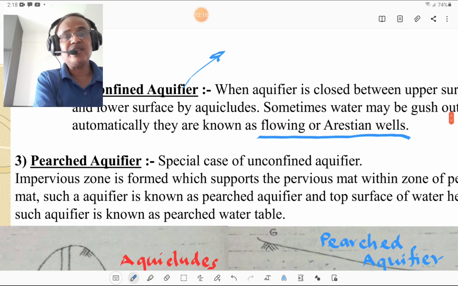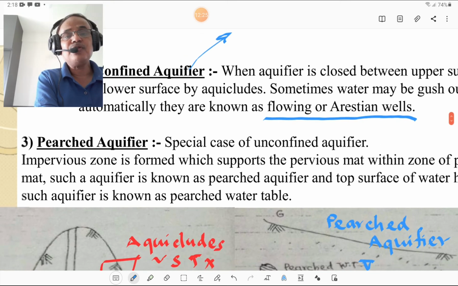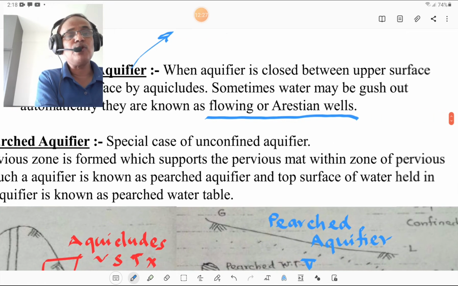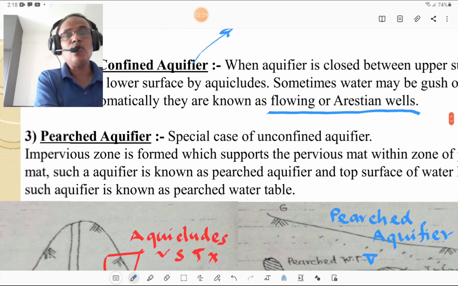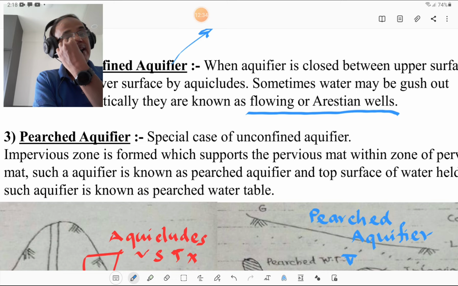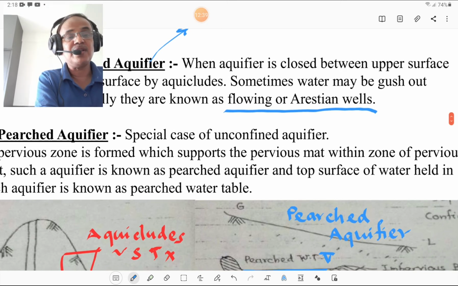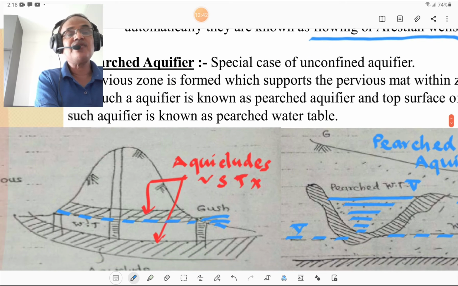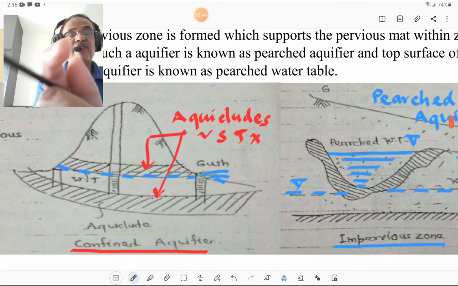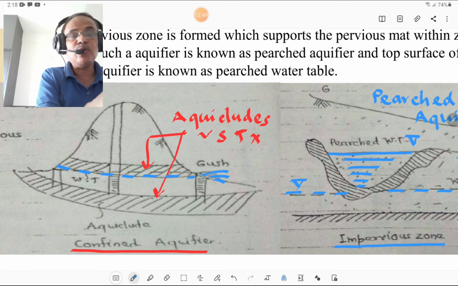First of all, we discuss the third type, that is the perched aquifer. It is a special case of an unconfined aquifer. An impervious zone is formed which supports the pervious material within the zone of pervious material. Such an aquifer is known as a perched aquifer, and the top surface of the water held in such an aquifer is known as a perched water table. So first we discuss the confined aquifer. The confined aquifer is in between two aquicludes. What is the aquiclude? Please look at this figure.